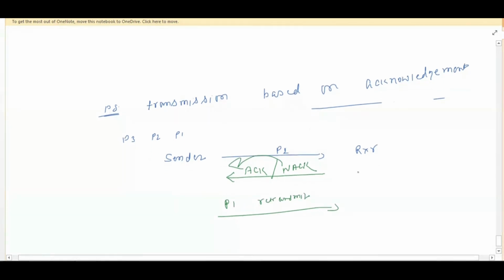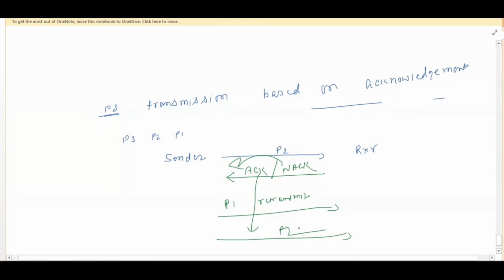If ACK, the receiver says yes I received, then transmit the next packet, because P1 is already received, now transmit P2. So your packet switch transmission is based on acknowledgement. So in PS service there is very little chance of data transmission loss. But there is one problem. Reliability wise it is okay, it's a reliable transmission. But delay is introduced.